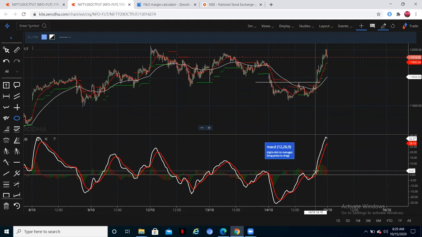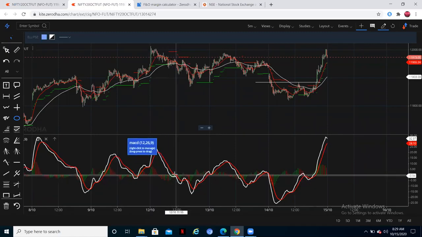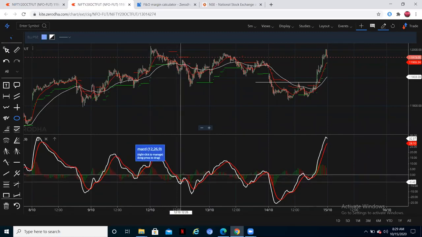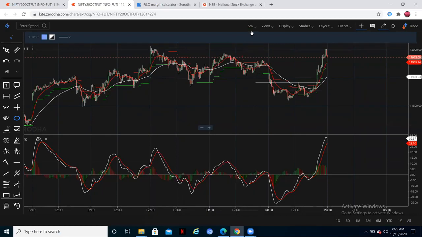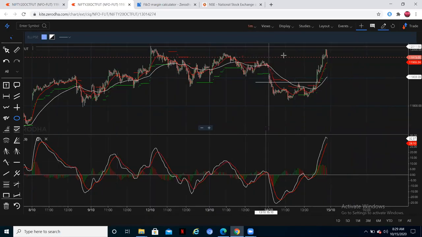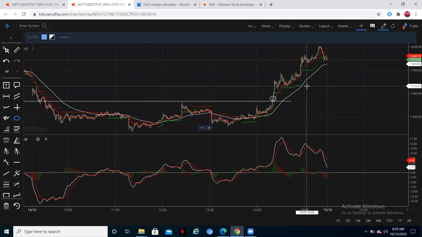In case it has moved below zero, within the next 15 or 20 minutes, you will be finding a selling trade. So you won't miss the entries. This is your second condition which needs to be satisfied.